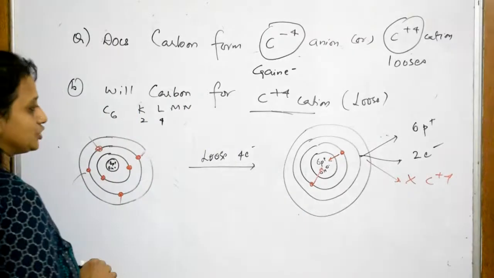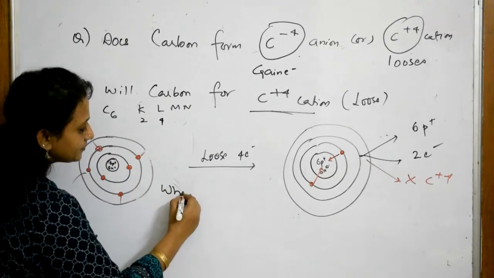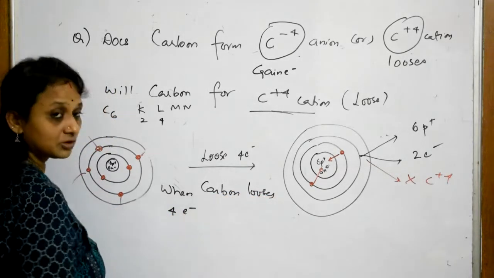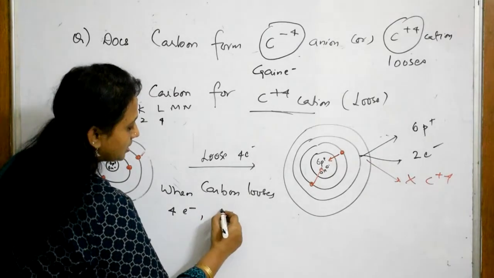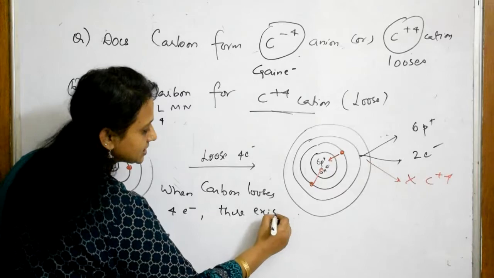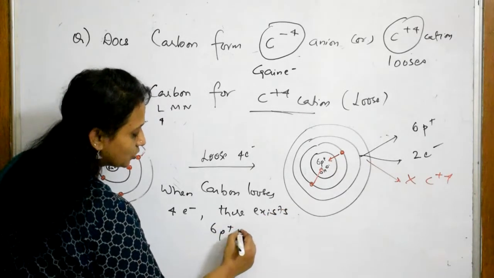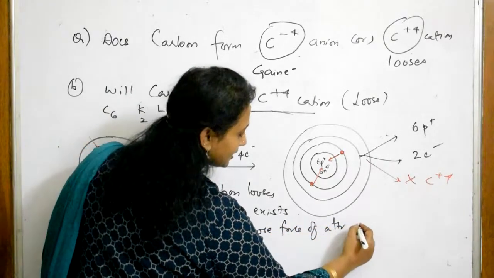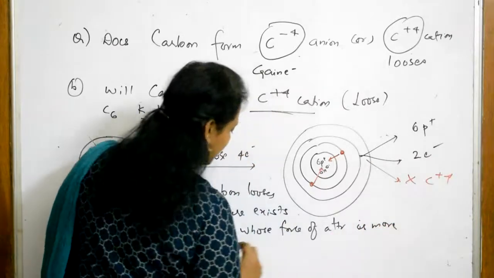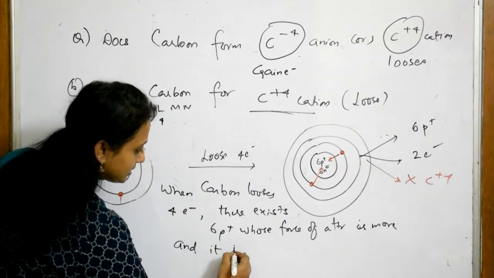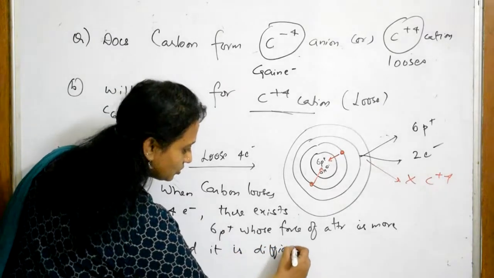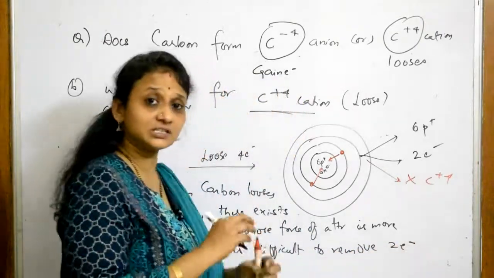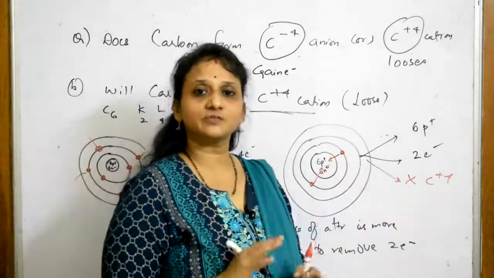What reason will I write? You should write, when carbon loses 4 electrons, then there exist 6 protons whose force of attraction is more, and it is difficult to remove electrons because the nucleus keeps pulling. That's why carbon doesn't form C plus 4.